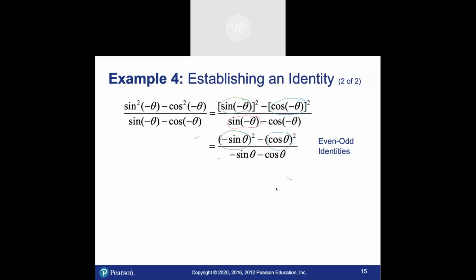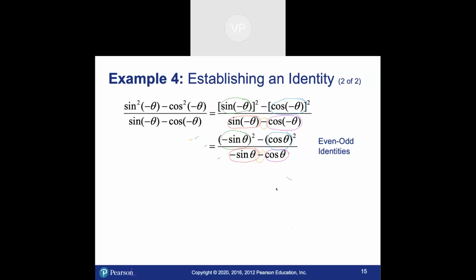Sine of negative theta becomes negative sine of theta, and cosine of negative theta becomes cosine theta. Now you're wondering, why is there a negative? It's because the negative was already there in the problem, so that just came down. Basically, everything that was still there stays there unless you did a rewrite and then you replace it with what it's equivalent to.